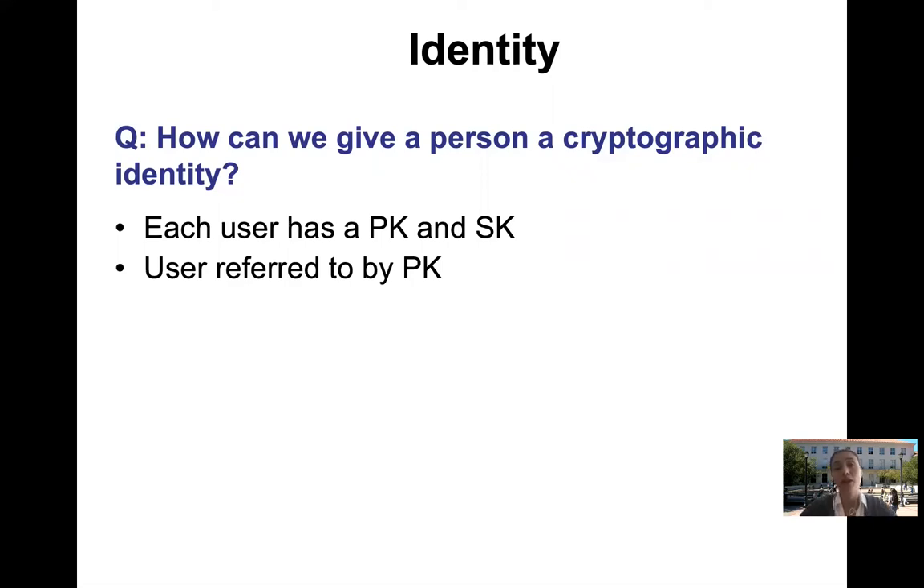Now, what proves that you are the person with a public key? The fact that you have the secret key. You can sign with that secret key, which proves that you have it. And so you are the person with that public key. Okay? So the identity is the public key, and the secret key is what proves that you own that public key.